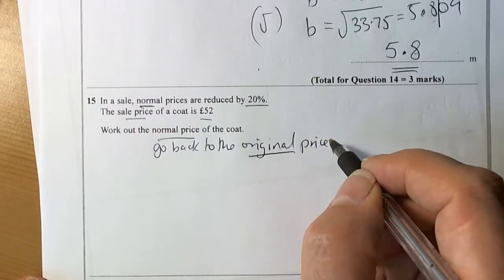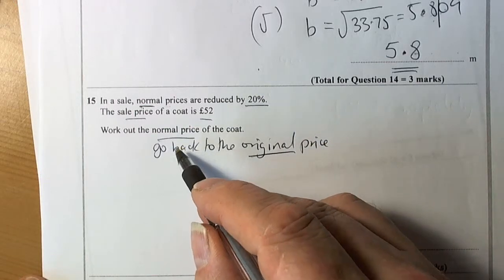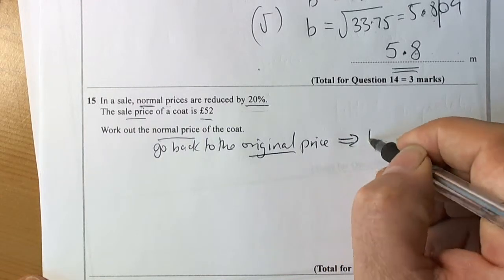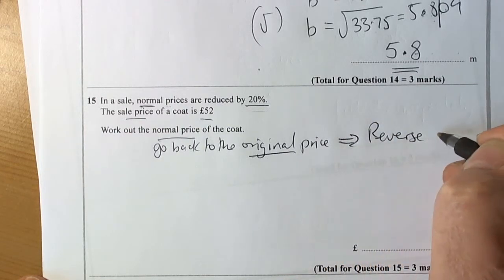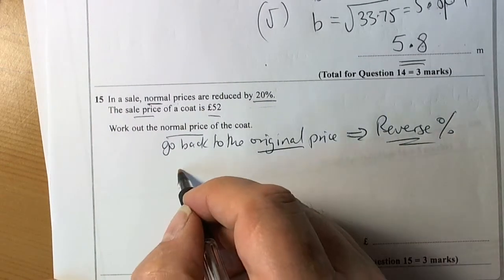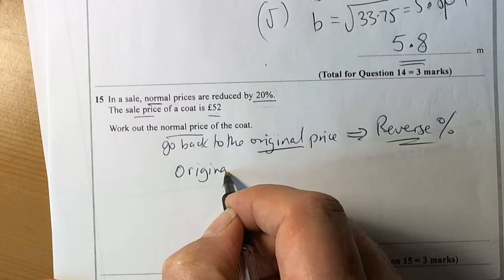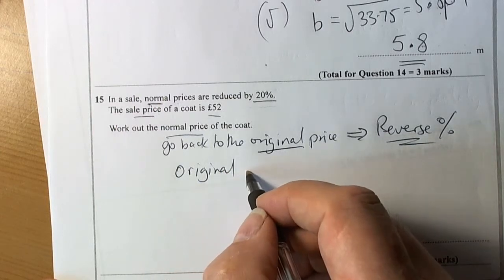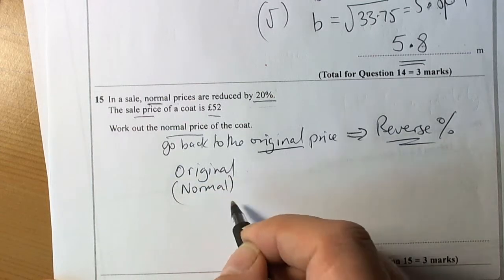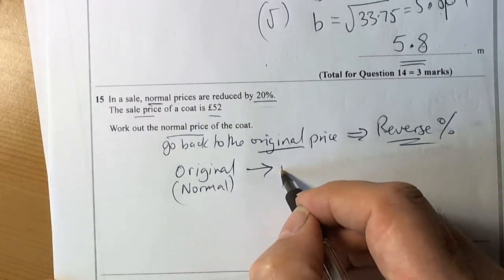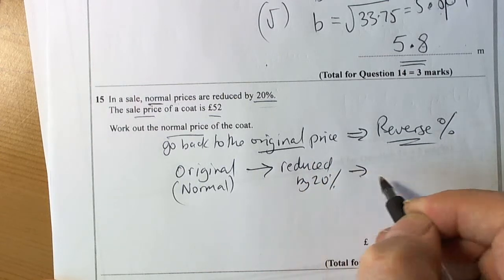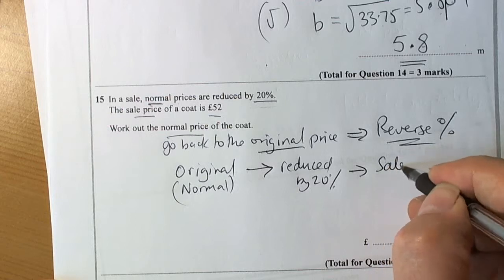Now, what you should have learnt or try to learn is that if you've got to go back to the original of something, the original price using percentages, then this topic is classically known as reverse percent. So we've got to reverse the process. Somewhere we had an original value, so we had an original price, which was known as the normal in this case. We did something to it, we reduced by 20%, and that gave us the sale price.